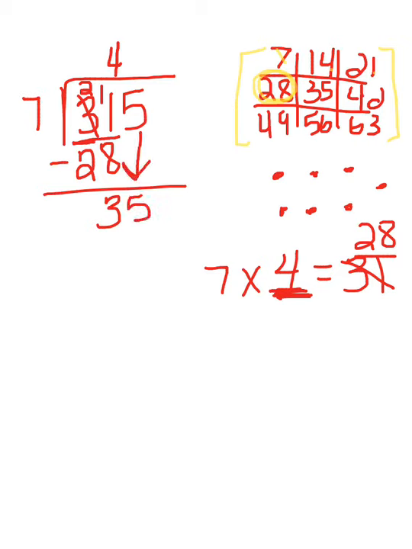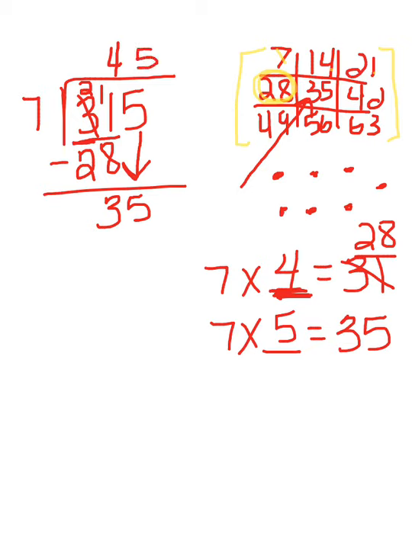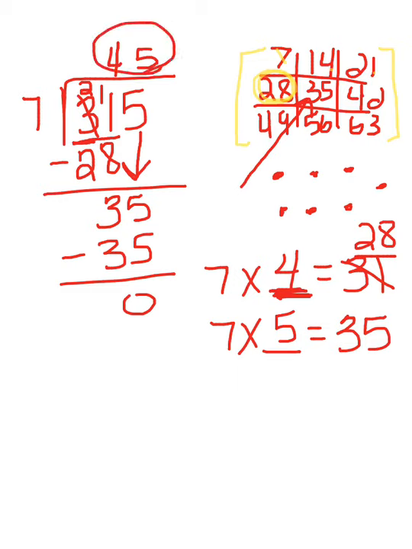So now my problem is 7 times what equals 35. So you go to your tic-tac-toe board and you see, is there a 35? And there is, which would be 7 times 5. So I'm going to put the 5 above the 5 on the top. 7 times 5 is 35. And we subtract. So my answer is 45.